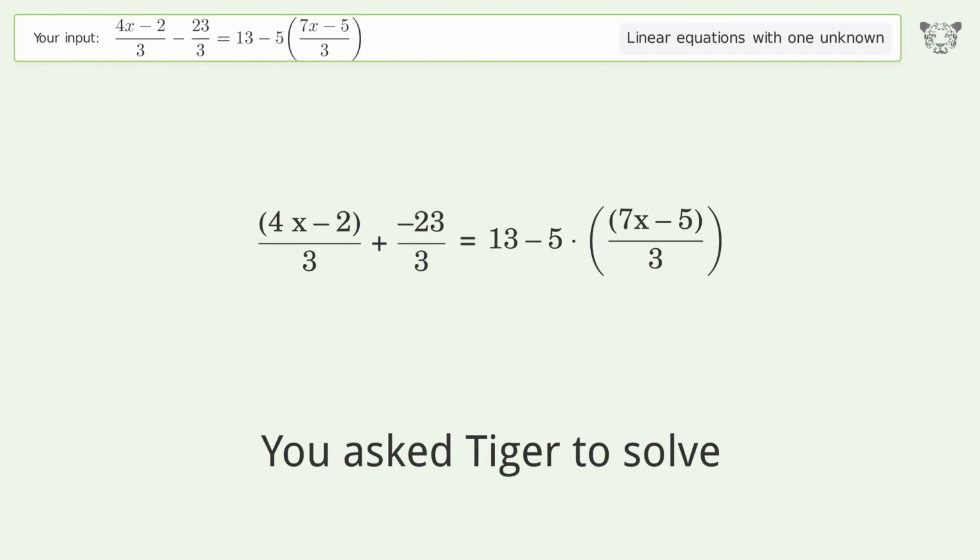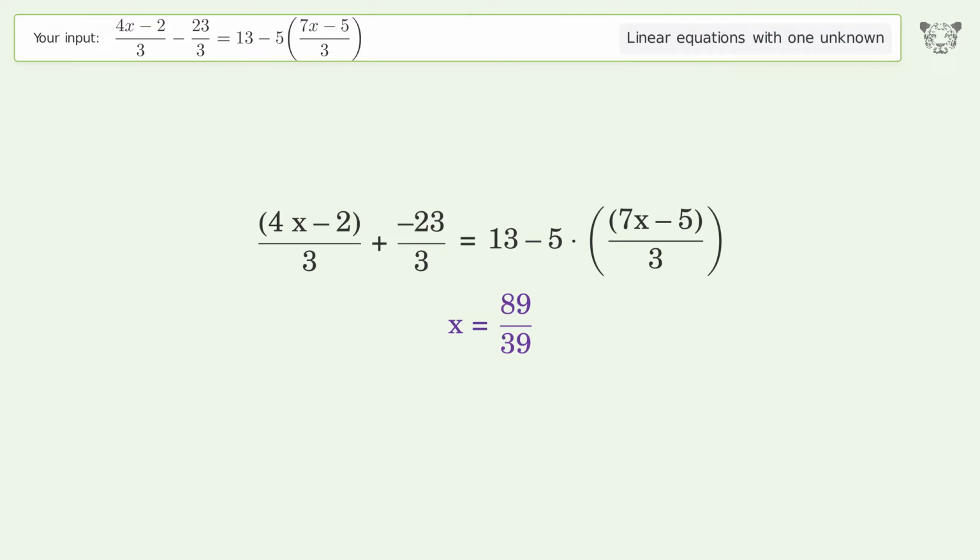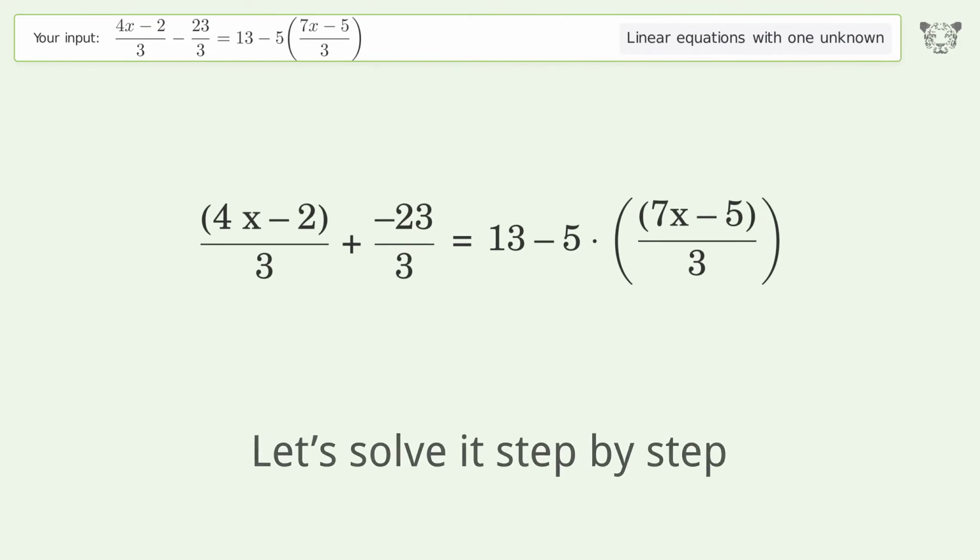You ask Tiger to solve. This deals with linear equations with one unknown. The final result is x equals 89 over 39. Let's solve it step by step.